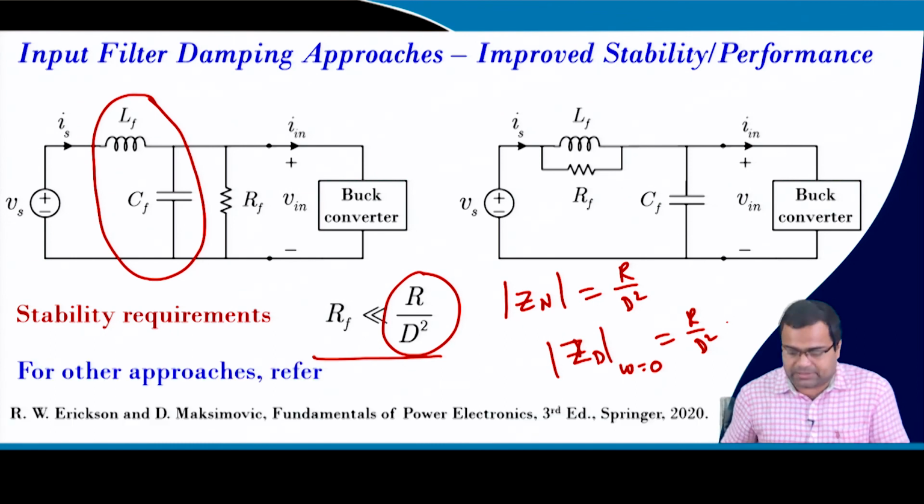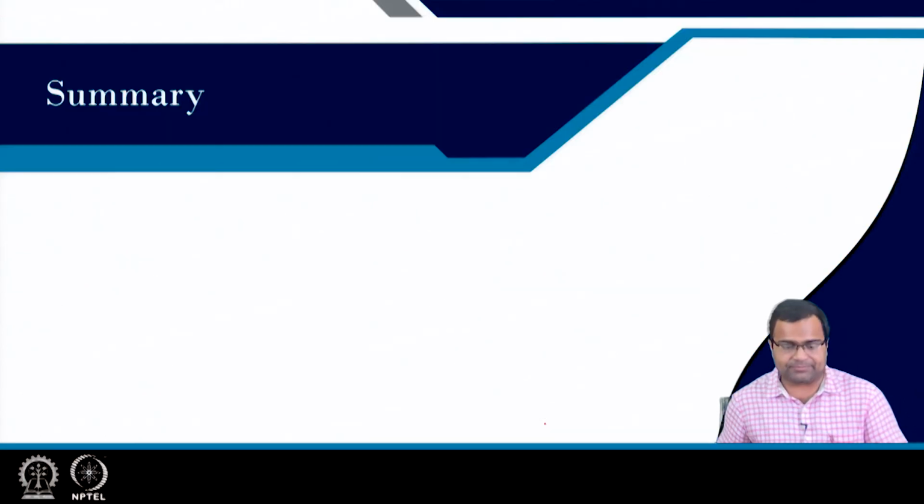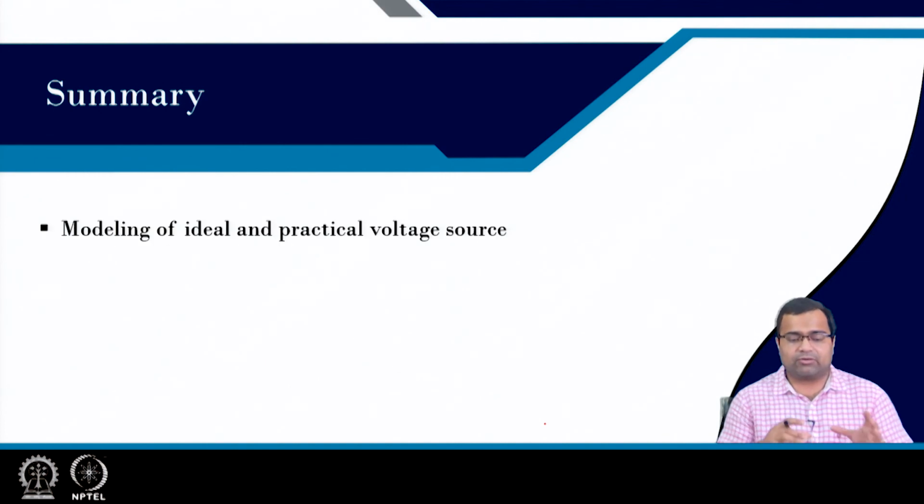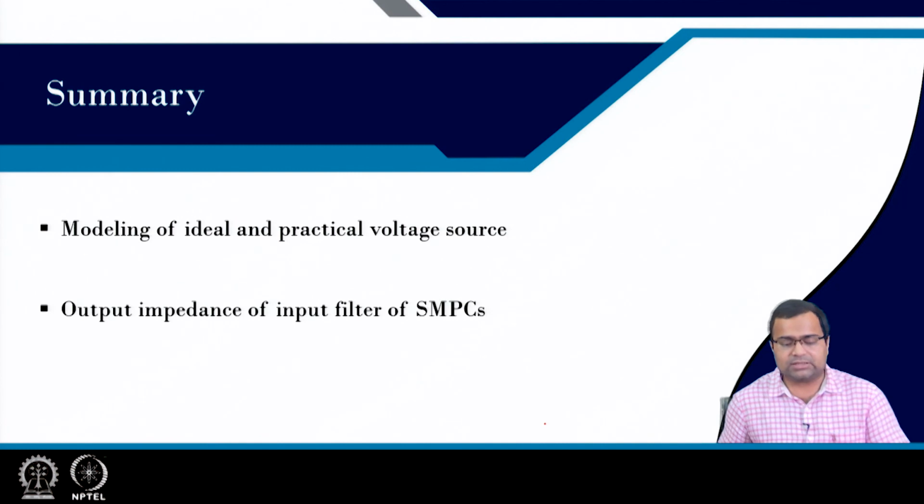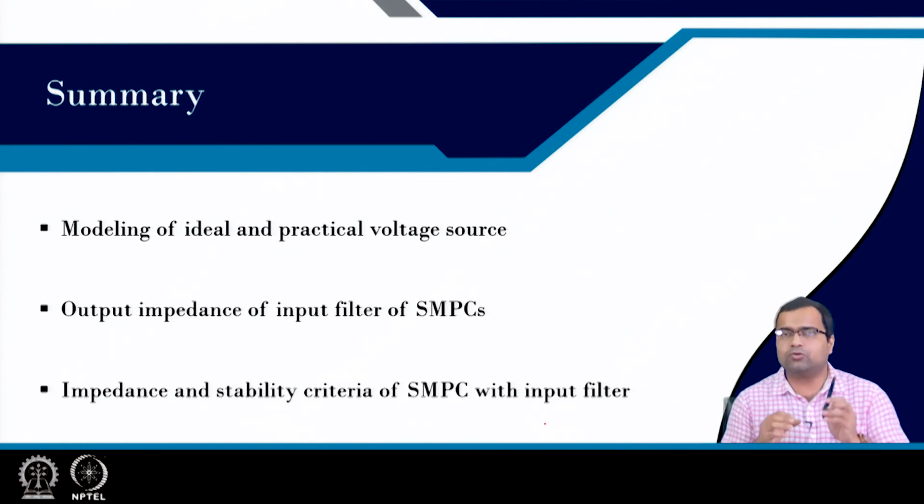For other approaches, please refer to the Fundamentals of Power Electronics book, and also you can refer to more research papers. So, with this I want to summarize: the modeling of ideal and practical voltage source aspects were discussed, the output impedance of input filter was discussed, then impedance and stability criteria of the switch mode power converter with input filters were also discussed. So, with this I want to finish it here. Thank you very much.